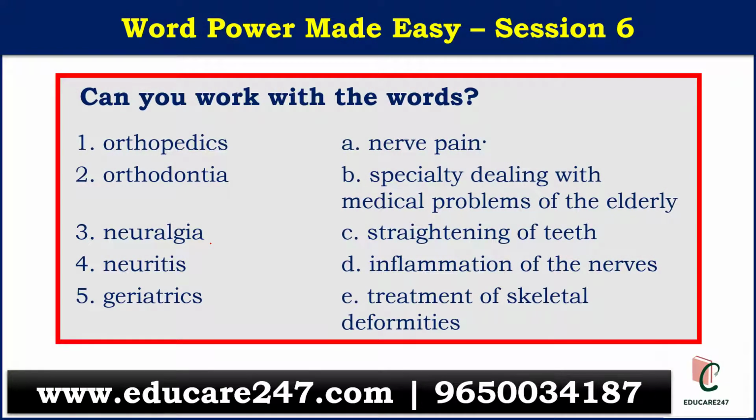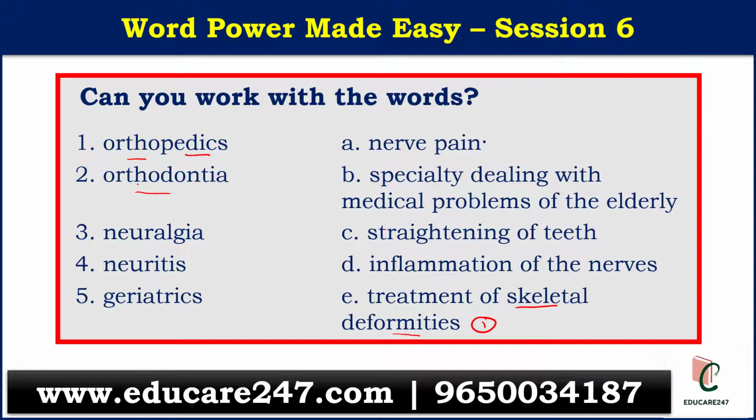So now we have the exercises in which we'll see how much vocabulary we have developed. You could pause the video and try this yourself, matching the columns. Here we have 5 words. So let's start. First is orthopedics. If you remember, it was relating to the science or treatment of diseases relating to bones or muscles. Skeletal deformities is relating to bones, so orthopedics will come here.